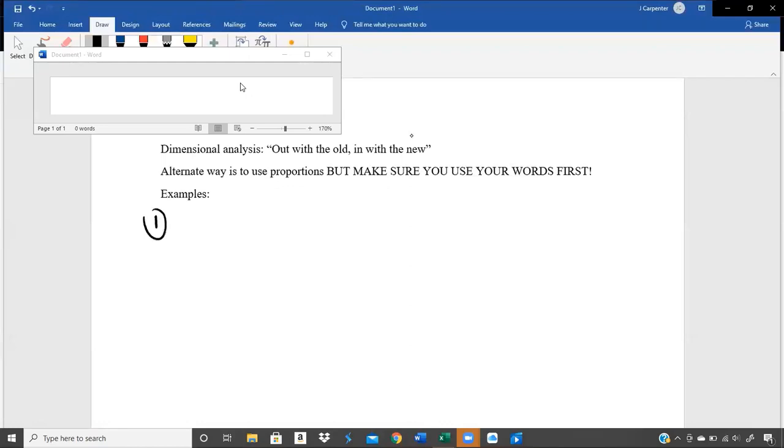So for number 1, we're going to convert 82 feet to meters. Oops. I could have typed that part out. In fact, I will. Why not? Example 1, convert 82 feet to meters. In fact, 3.281 feet is equal to 1 meter. So I'm giving you the conversion factor right inside of the example.